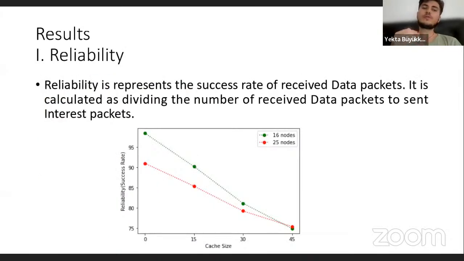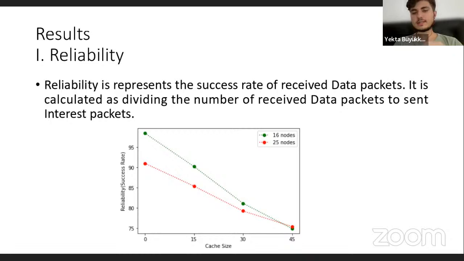And our results. We did our test, we got the output, and we analyzed it. We examined the results in 3 dimensions. One is reliability, the second is delay time, and the third is data packets that come from the cache. The first one is reliability. So what is reliability? Reliability represents the success rate of received data packets. It is calculated by dividing the number of received data packets by the number of sent interest packets.